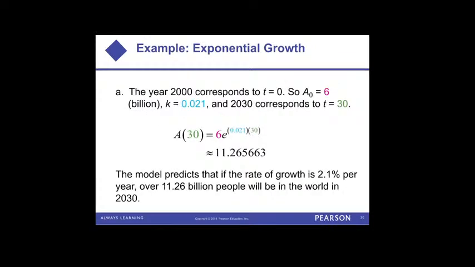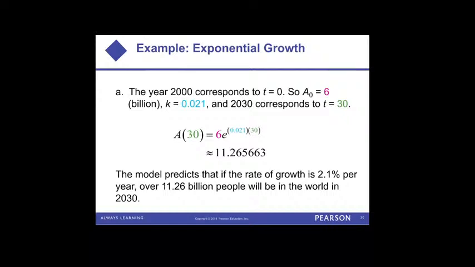So we want the amount after 30 years. We started with 6 billion. The rate of growth is 2.1% for 30 years. After you put it in the calculator, it should put this out. So the model predicts that if the rate of growth is 2.1% per year, over 11.26 billion people will be in the world in 2030. That's based on this modeling with those conditions.